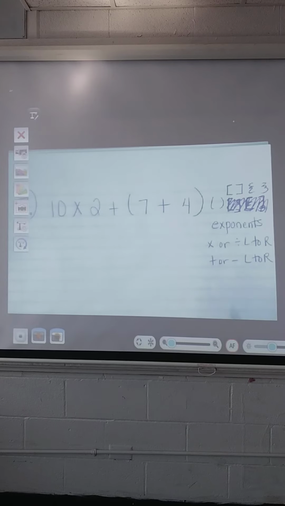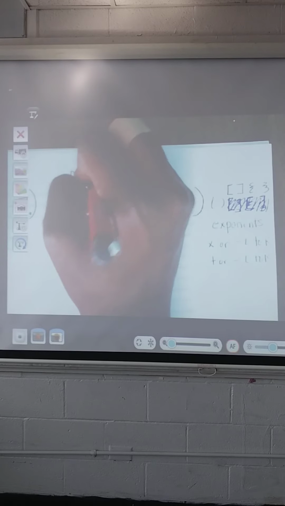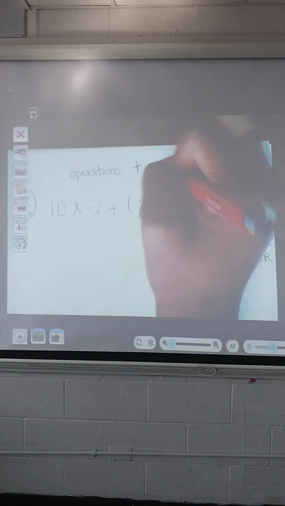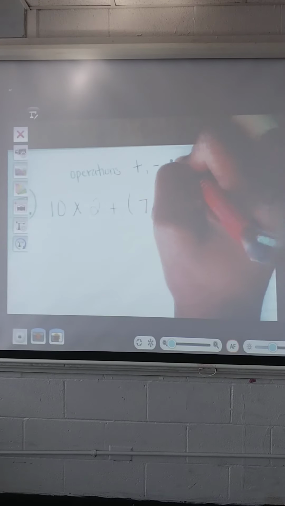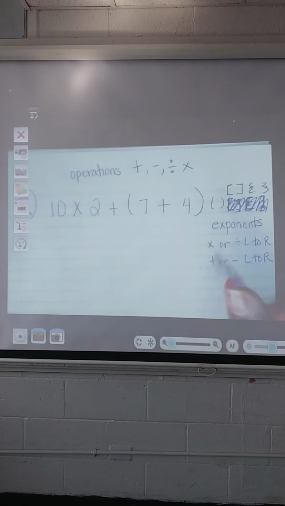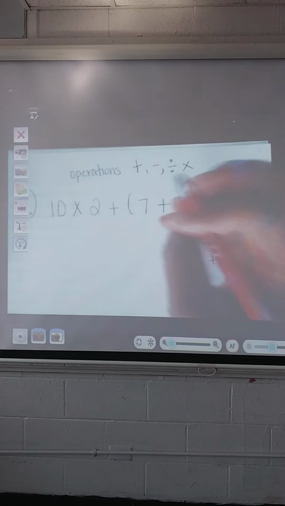So we first look for this symbol right here, and we do have some parentheses here. Now you only have one operation here, which is addition. And remember, I told you, not order of operations, but operations are addition, subtraction, division, and multiplication. Those are your operations. So you hear me say that word all the time. The only thing it asks us to do here is just add. So if I add 7 plus 4, that's 11.